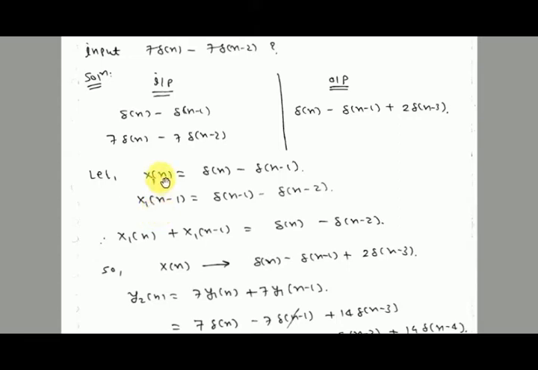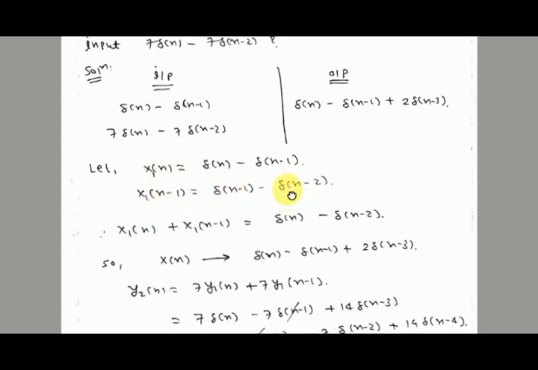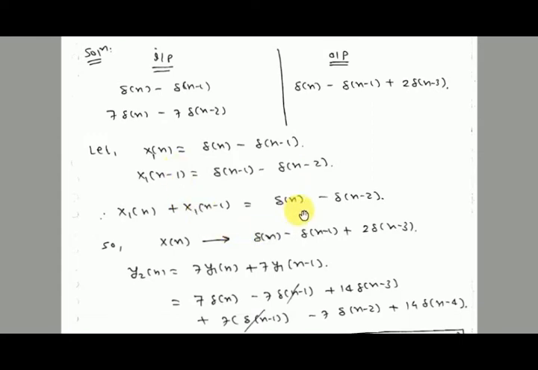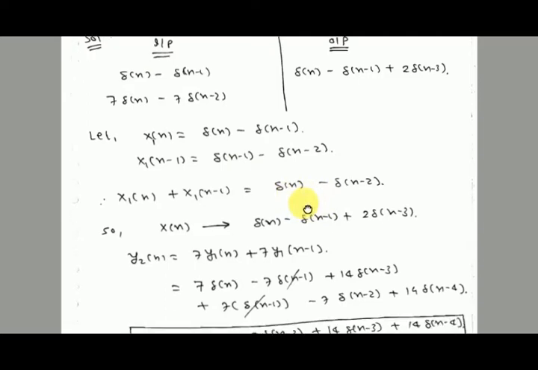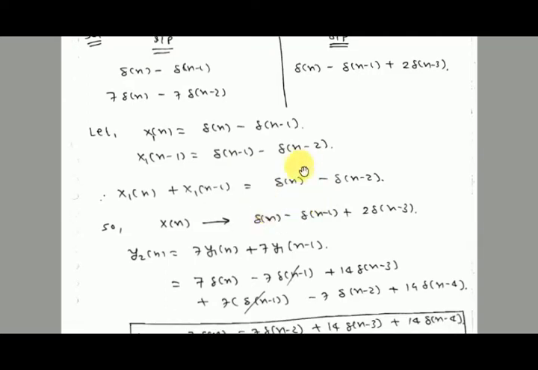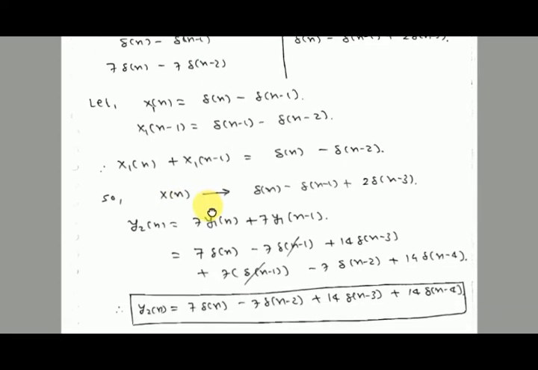What you can do is first shift x1 of n by 1 to the right, then add these two signals, and you will get x2 of n multiplied by 7. So first you find the output due to this, then multiply by 7. Due to x1 of n you get output y1 of n, so you have to find y2 of n, meaning the output due to this input.